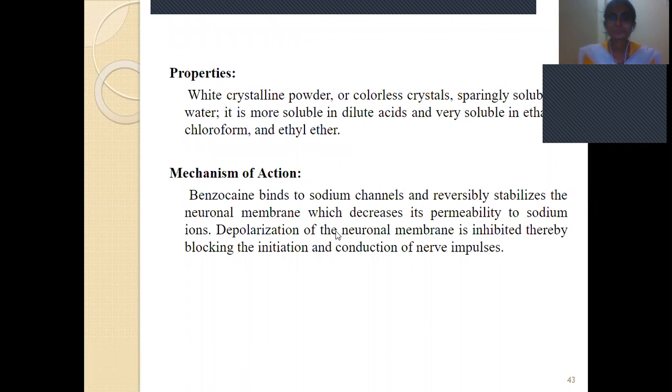Properties: it is white crystalline or colorless in nature, sparingly soluble in water, more soluble in dilute acids, and very slightly soluble in chloroform, ethanol and ethyl ether. Mechanism of action: it binds to the sodium channels and reversibly stabilizes the neuronal membrane, which decreases the permeability to the sodium ion. So depolarization of the neuronal membrane is inhibited, thereby blocking the initiation and conduction of the nerve impulse.